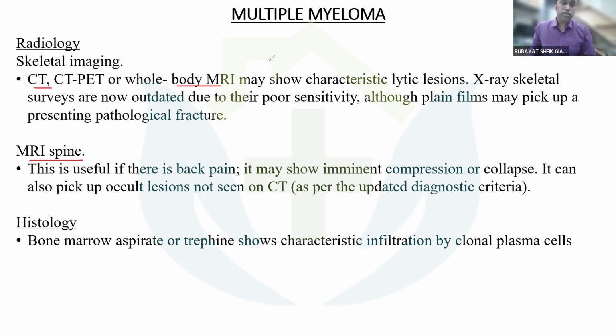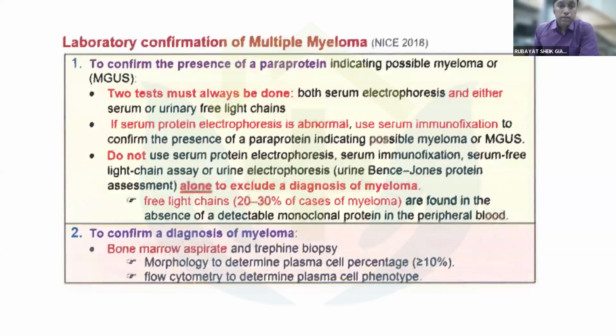So in addition to protein electrophoresis, you do a skeletal survey, and very important, you need a bone marrow aspirate to determine the presence of the malignant plasma cells in the bone marrow to confirm your diagnosis. So these are the criteria for diagnosing multiple myeloma. You will be given a scenario where sufficient clues will be given to point to a diagnosis of multiple myeloma.